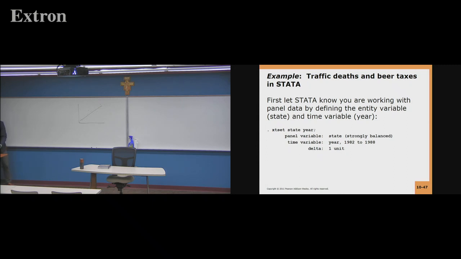So here we have a data output for the impact of the beer tax level in the state on traffic deaths. The beer tax is what's called a Pigouvian tax. It's when you place a tax on an action that has a negative externality in an effort to reduce the number of people engaging in that act.